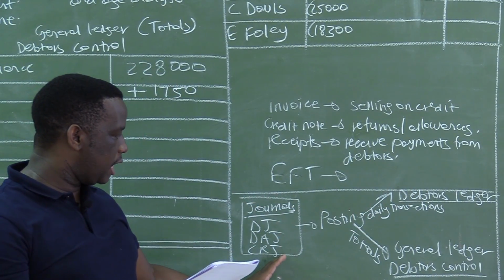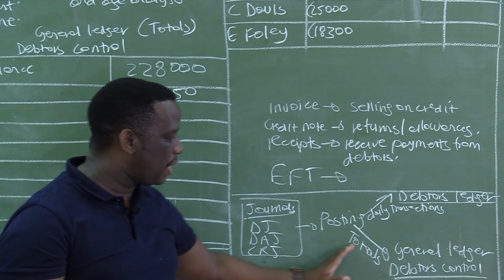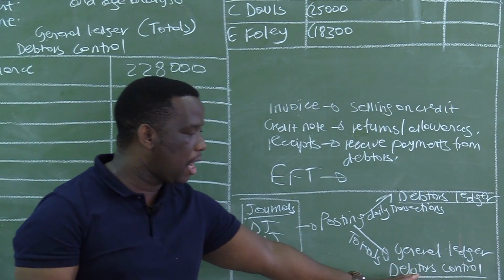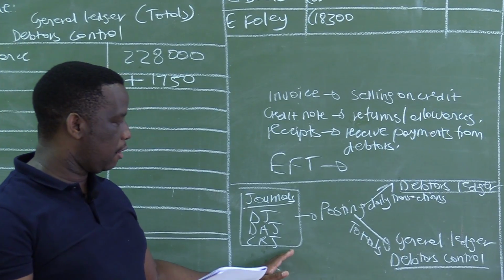If it was correctly recorded here, it means that the total that was transferred to the general ledger, to the control account, was correct, because this was correctly recorded in the journal.